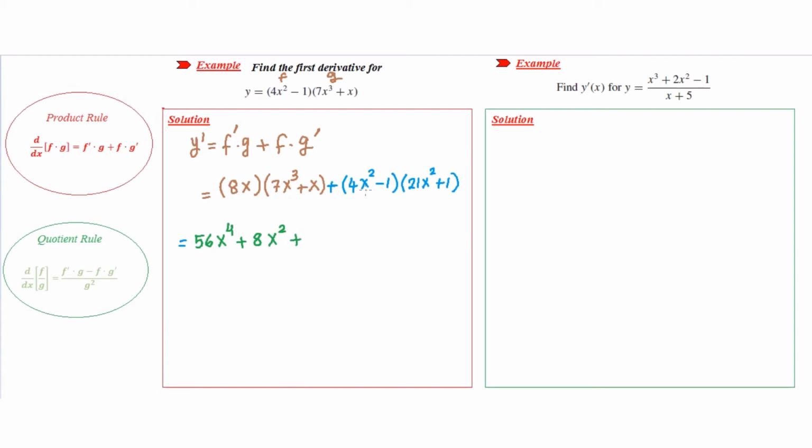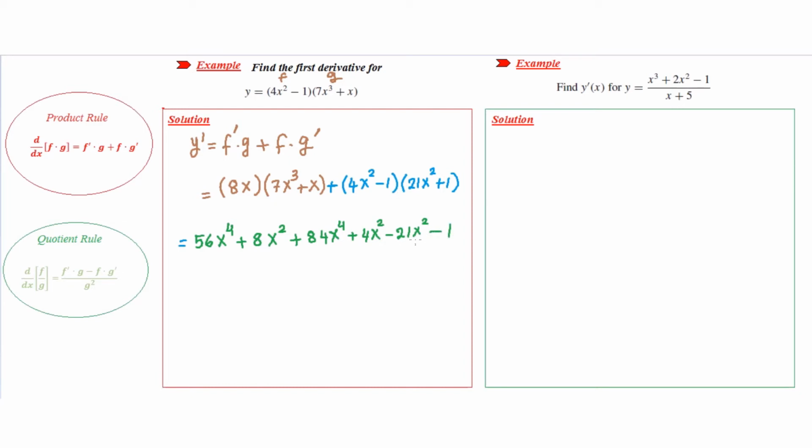you have to multiply here. We have two terms in the first bracket, so you have to multiply each term by the second bracket. So 4x squared times 21x squared equals 84x to the power 4. Then 4x squared times 1 equals 4x squared. Negative 1 times 21x squared equals negative 21x squared. And negative 1 times 1 equals negative 1.